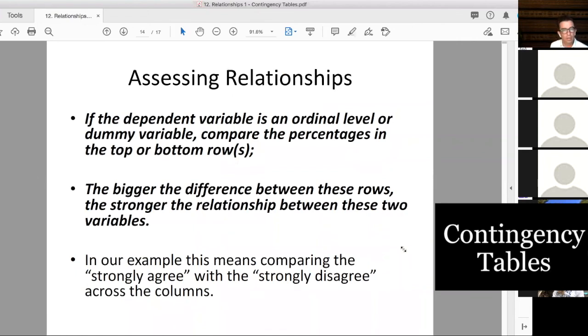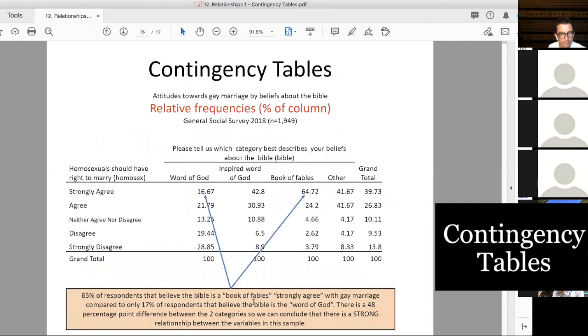So when the variable is ordinal, it's better to compare the ones at the extremes, like we said, strongly disagree and strongly agree. If we see differences across columns for the extremes in the variable, then we have a strong relationship. Values in the middle tend to be a little more tricky, but the extremes of an ordinal variable are the easiest place to see if there is a relationship.